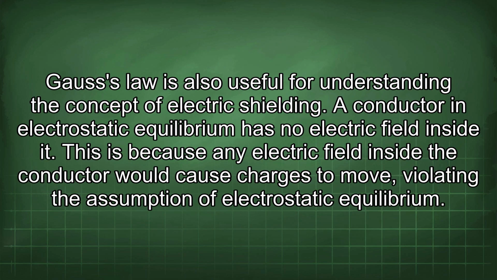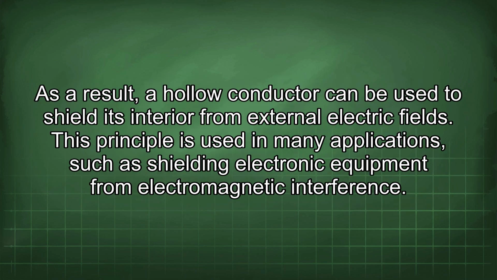Gauss's law is also useful for understanding the concept of electric shielding. A conductor in electrostatic equilibrium has no electric field inside it. This is because any electric field inside the conductor would cause charges to move, violating the assumption of electrostatic equilibrium. As a result, a hollow conductor can be used to shield its interior from external electric fields. This principle is used in many applications, such as shielding electronic equipment from electromagnetic interference.